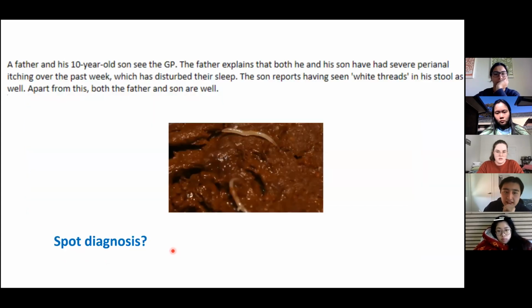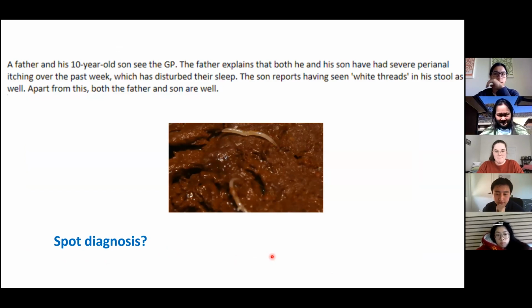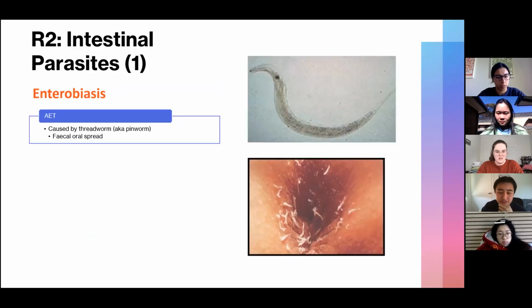Good. And now for our next condition, can someone take a guess at what this could be? Yes, basically this is a form of parasitic infection. It's pretty much worms, but the more specific words for this are threadworm or pinworm.